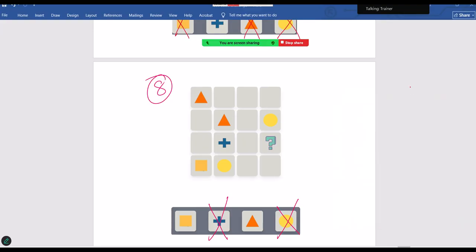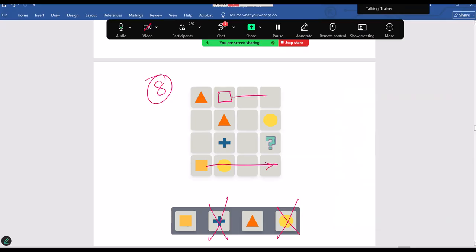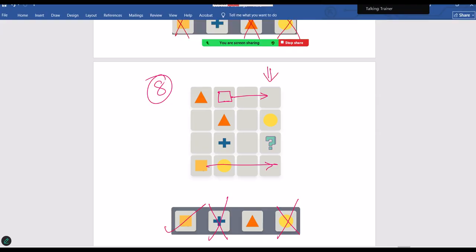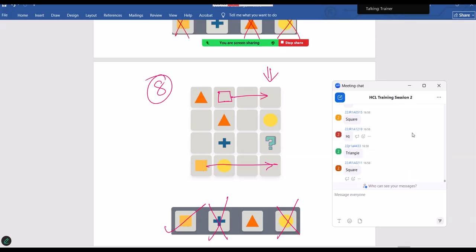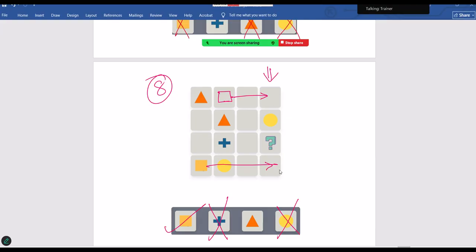How, sir? Here it is square. Square cannot come here. Square cannot come here. Only chance in this column to get square is that question mark place. See this type of logics, my dear friend. See this type of approaches. Okay, different way of solving the question, different approaches. Here square cannot come, here square cannot come. So only place to fill the square in this column is this. In that row already square is there, we cannot fill one more square.